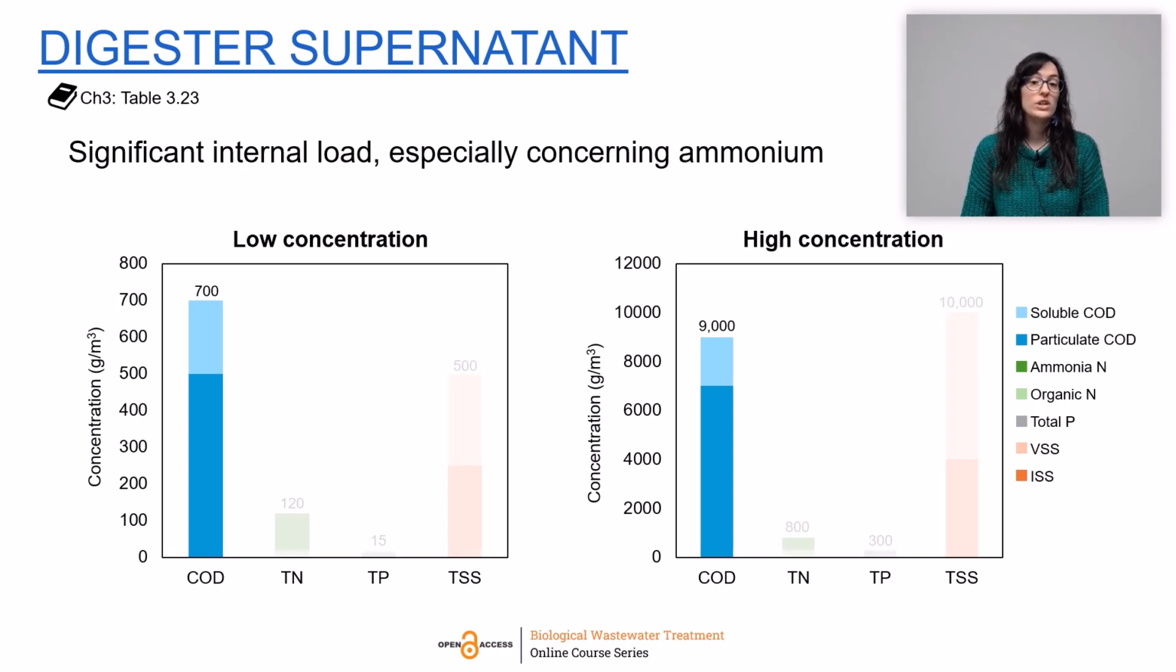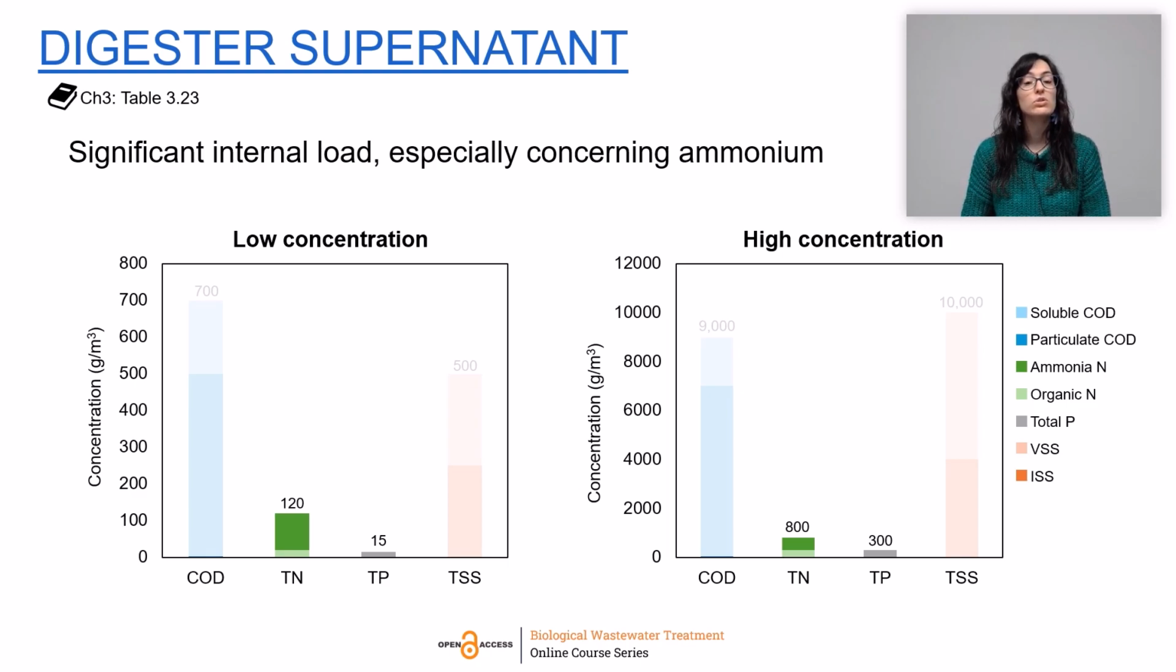The COD concentrations can change from 700 to 9,000 grams per cubic meter. Usually, a big part of it, around 70%, is present in a particulate form, while the rest is soluble. The nitrogen concentrations can change from 1 to 800 grams per cubic meter, more or less. Ammonia is usually the main fraction of total nitrogen and can suppose 60–80% of the total nitrogen concentration.